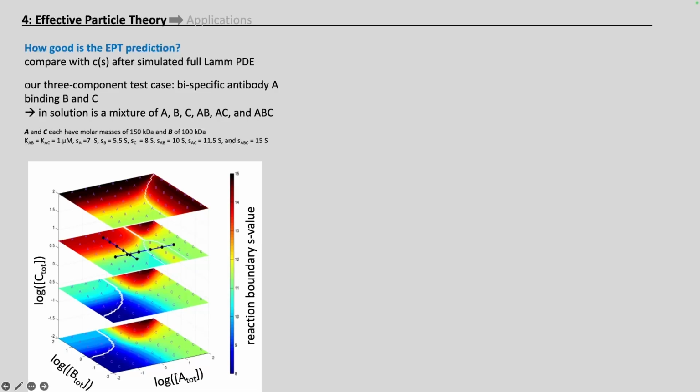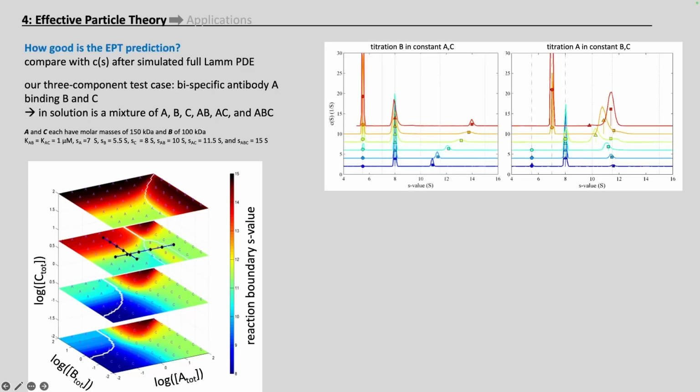This system depends on 3 loading concentrations, and here's a graphical representation of the isotherm of the reaction boundary S values, which is color-coded in this volume. It's a function of log concentration A, log concentration B, log concentration C. What we had explored previously were 2 titration isotherms along this path at constant C. And here you can see the sedimentation coefficient distributions representing the simulated boundary patterns. It's the solid lines. And you may remember they showed fast boundaries monotonically increasing in one case, and in the other case decreasing, then splitting up and then increasing.